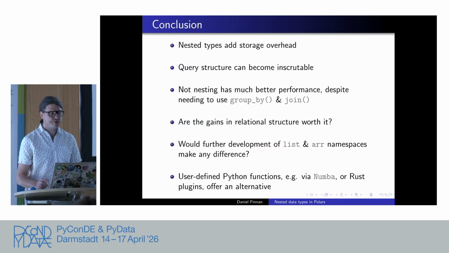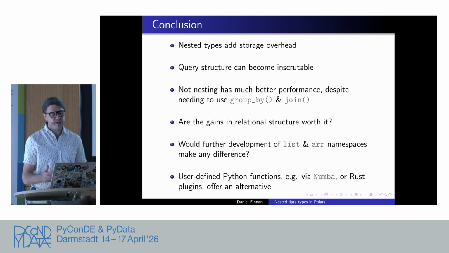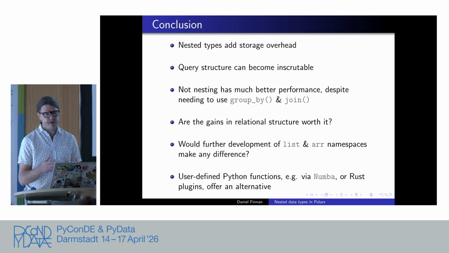So, what's the conclusion? Nested types add storage overhead. The query structure can become rather inscrutable. Not nesting has much better performance despite needing to use both group bys and joins. And so really, are the gains in the relational structure? If you're a relational database person and you really like this idea of using the nested lists, is it really worth it? And would any further development really make any difference? I can't really answer that question. I'm not a Polars core developer.